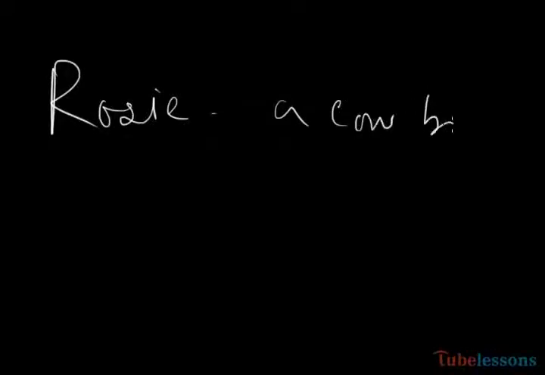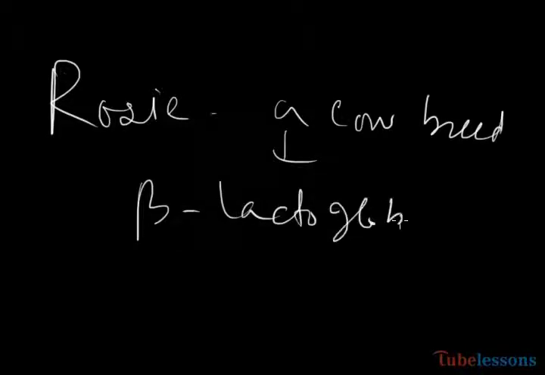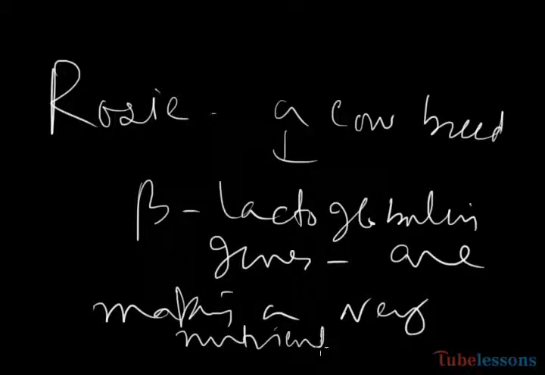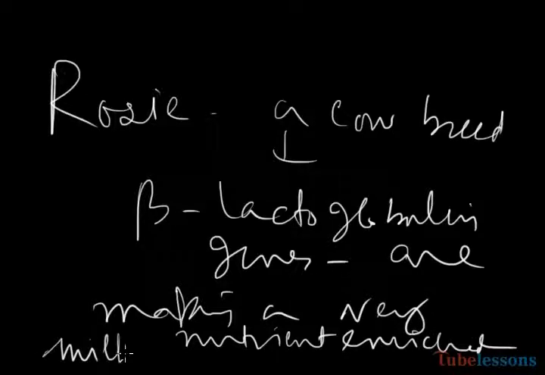In different other cases of biotechnology, such as Rosie, a cow breed, beta-lactoglobulin genes are inserted. Beta-lactoglobulin genes are definitely making a very nutrient-enriched milk, which is very important from the standpoint of biotechnology and leading to better processed food.